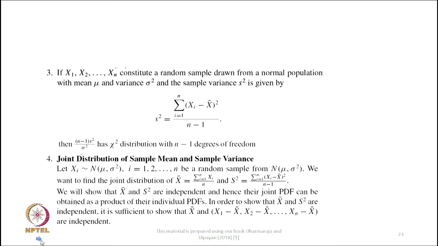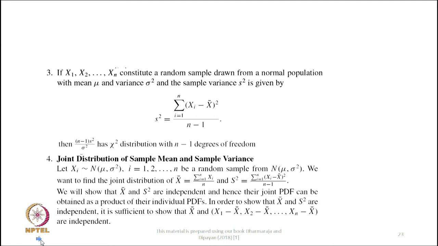Now, to conclude that it is chi-square with n minus 1 degrees of freedom, you have to do a little algebra. That means the summation i equal to 1 to n of (xi minus x bar) whole square; inside the bracket you have to add and subtract and make it two terms. Once you make two terms with the mu, xi minus mu plus mu minus x bar, you keep xi minus mu as one term, x bar minus mu as another term.